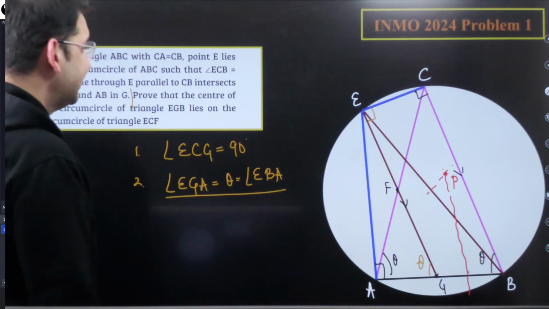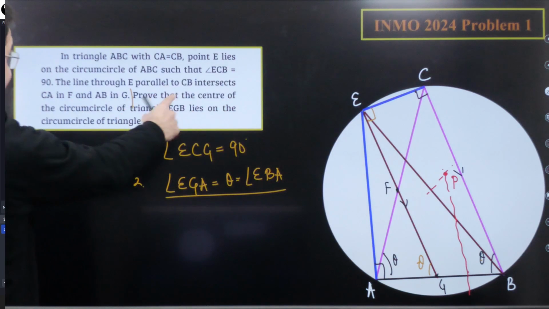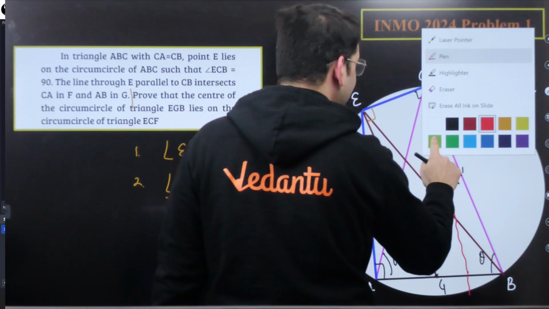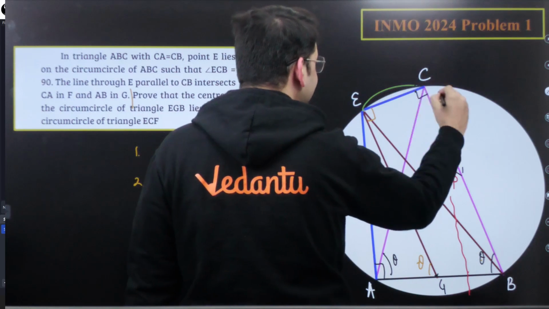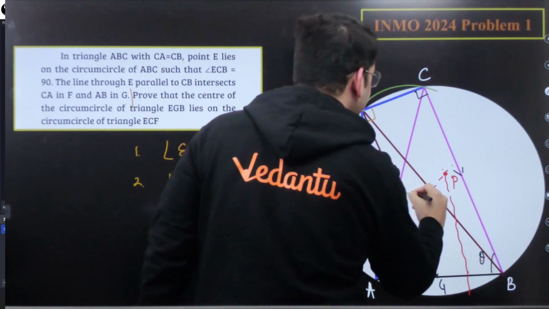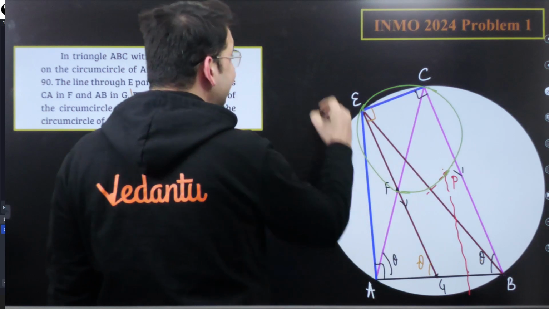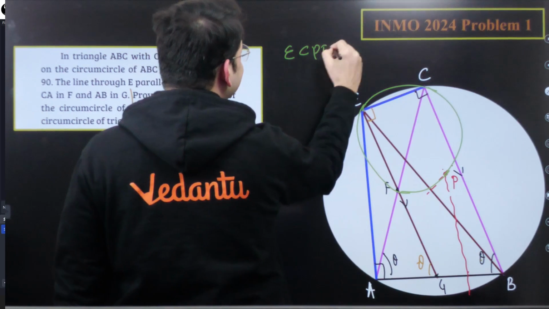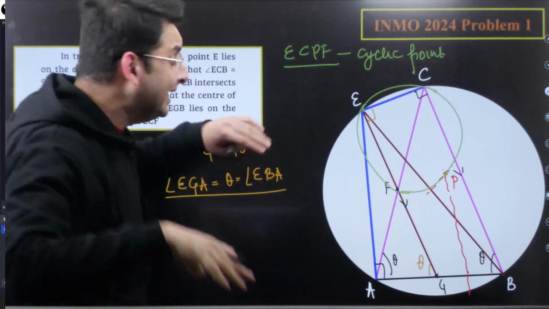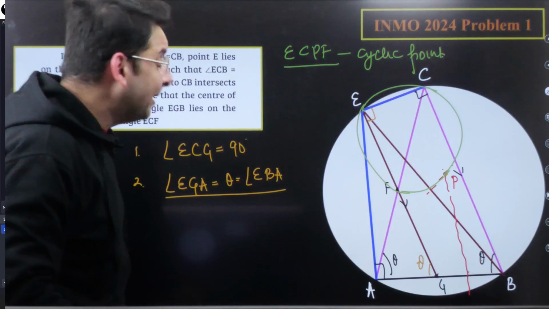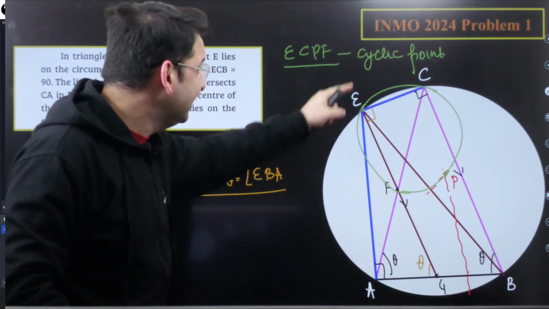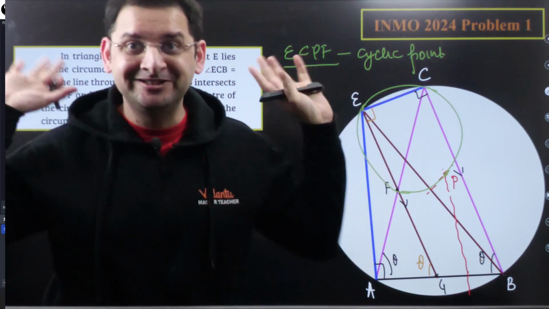The circumcenter of EGB, which is P, center of the circumcircle of EGB lies on the circumcircle of ECF. So basically, ECF का जो circumcircle होगा, a circle which passes through these 3 points. So I need to prove that P lies on the same circle. In other words, I need to prove that E, C, P, F are cyclic points. So using all the implications that I have gathered by reading each and every point here, I am going to prove that these 4 points are going to be cyclic in nature. I hope this is clear.